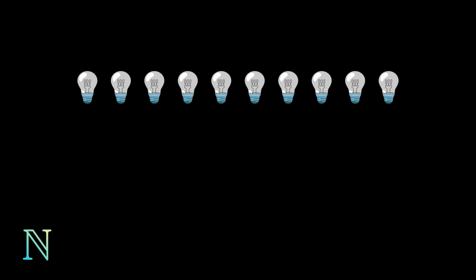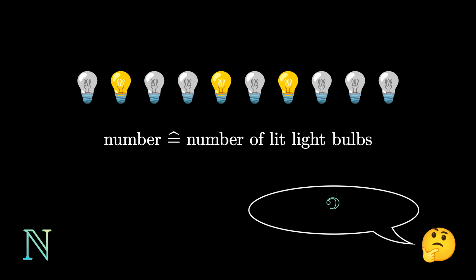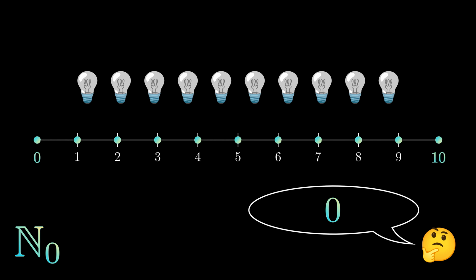We could, for example, decide that the number simply corresponds to the number of light bulbs that are lit. If we told someone else about this rule and they saw 3 light bulbs turned on, they would know that we are representing the number 3. If all of them are on, the number 10 is meant. If none are on, the number 0 is interpreted. This allows us to represent the following 11 natural numbers. Not bad for a start, but more numbers would be welcome.